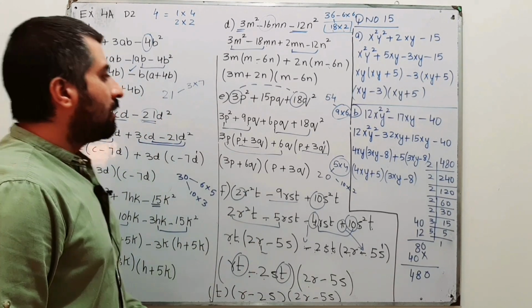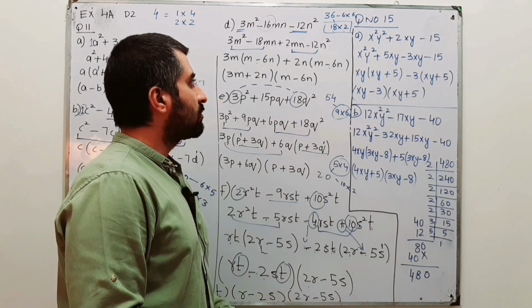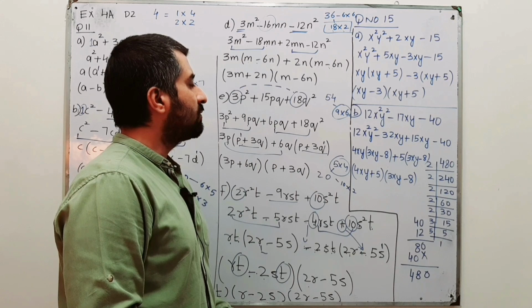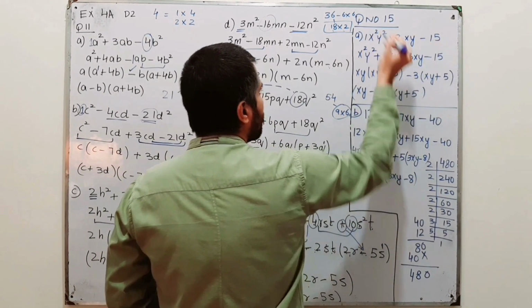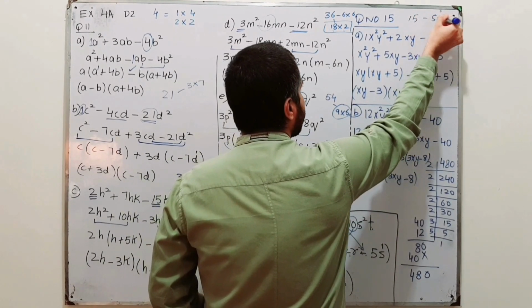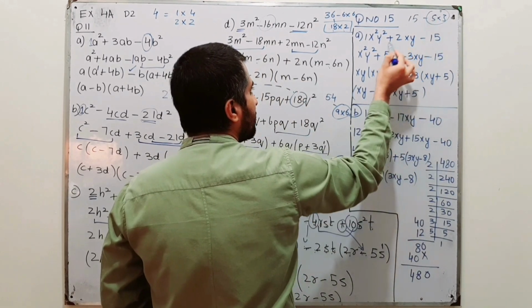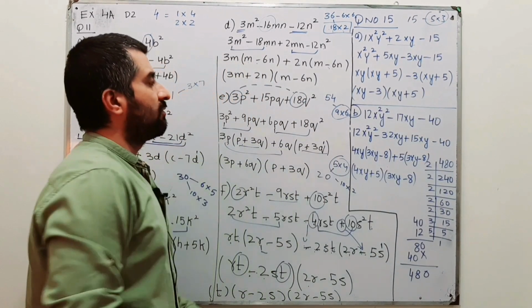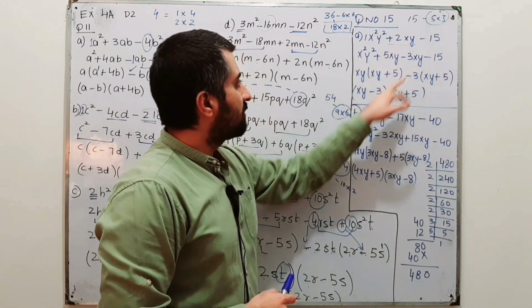Question number 15, part A and B. The same concept applies here. Middle term break: x square y square plus 2xy minus 15. Now over here I have got 1. So 15 into 1 is 15, and the factors of 15 are 5 into 3. Now 5 and 3 are those factors whose subtraction will give me this 2, the middle term. 5 minus 3 is 2. So 5 minus 3 will give me 2xy.